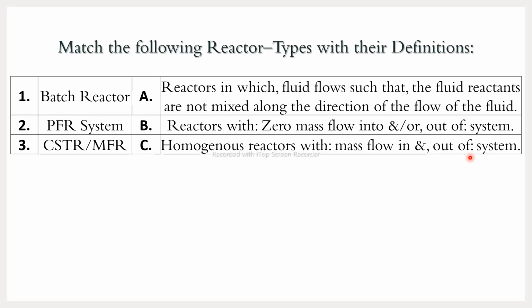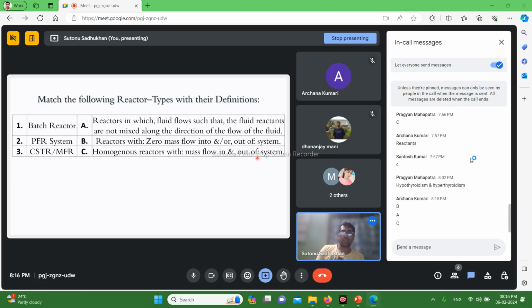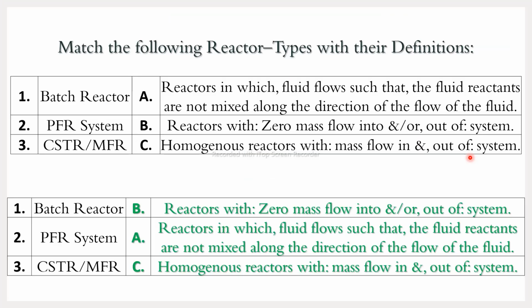And I think Archana's order is correct. Anyone else has given? Okay, I think Archana's order is correct. So batch reactor means reactor with zero mass flow in and out of the system. PFR means reactor in which fluid flows such that the fluid reactants are not mixed along the direction of the flow, that is the axial direction of the fluid. And option 3 is CSTR or MFR, which means the homogeneous reactors with mass flow in and out of the system.